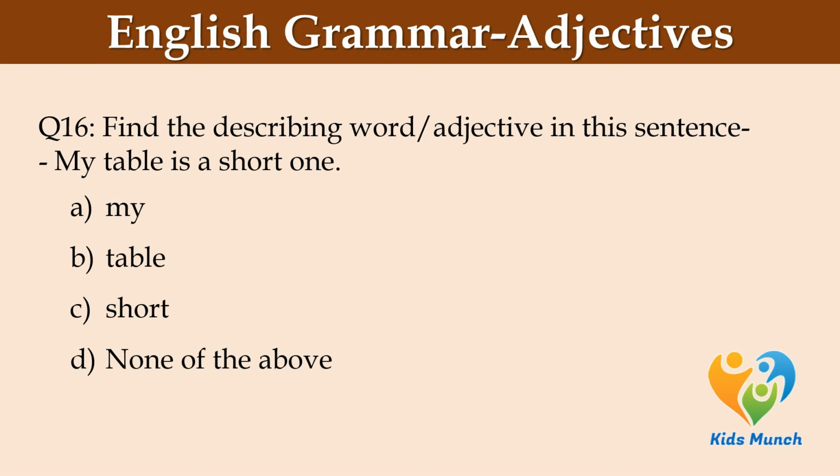Find the describing word or adjective in this sentence. My table is a short one. Option A, my. Option B, table. Option C, short. Option D, none of the above.